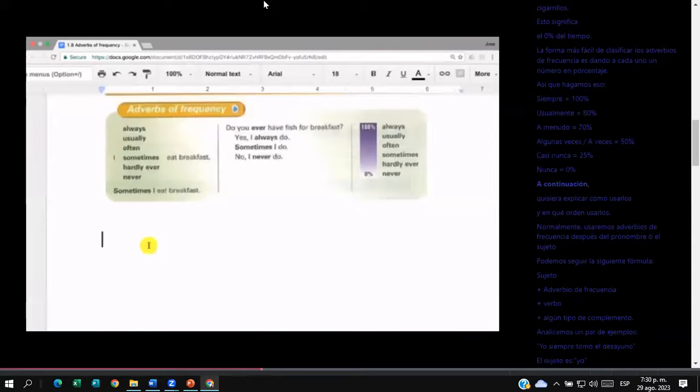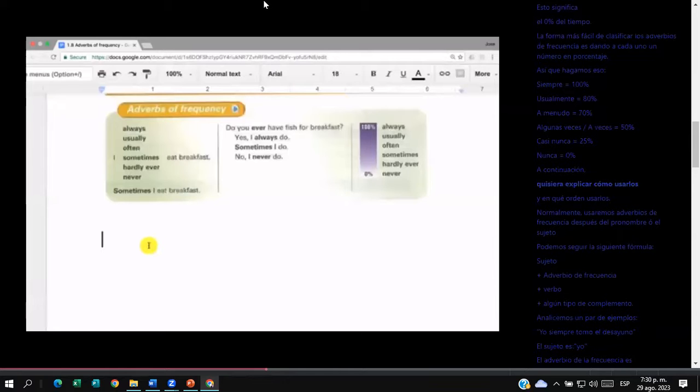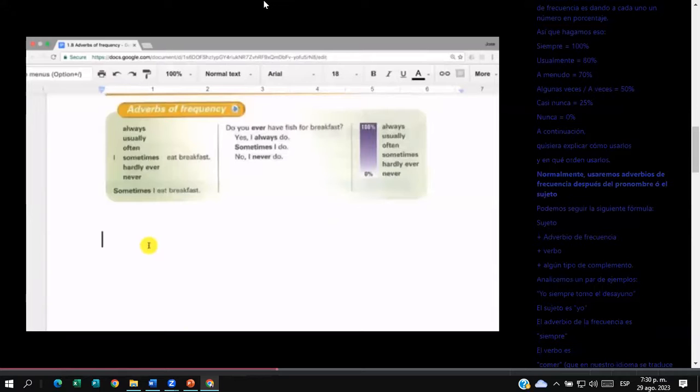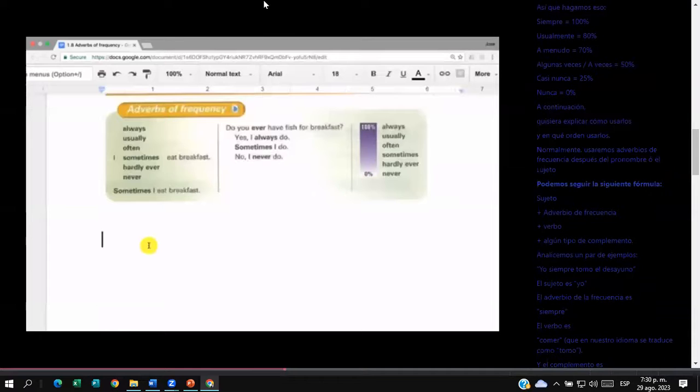Next, I would like to explain how to use them and in which order to use them. Typically, we will use adverbs of frequency after the pronoun or subject. We can follow this formula.